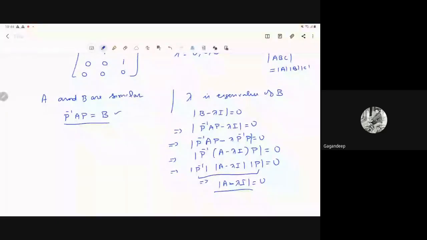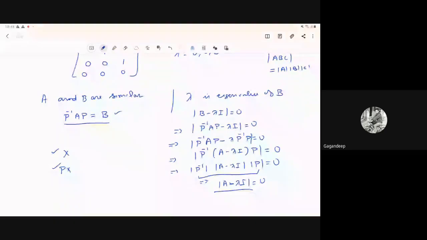Likewise, you can prove that if X is an eigenvector of B, then Px is an eigenvector of A. This proof is given in the lecture notes. You can see from there. Okay, it's simple. So this is the connection between eigenvalues and eigenvectors of similar matrices.